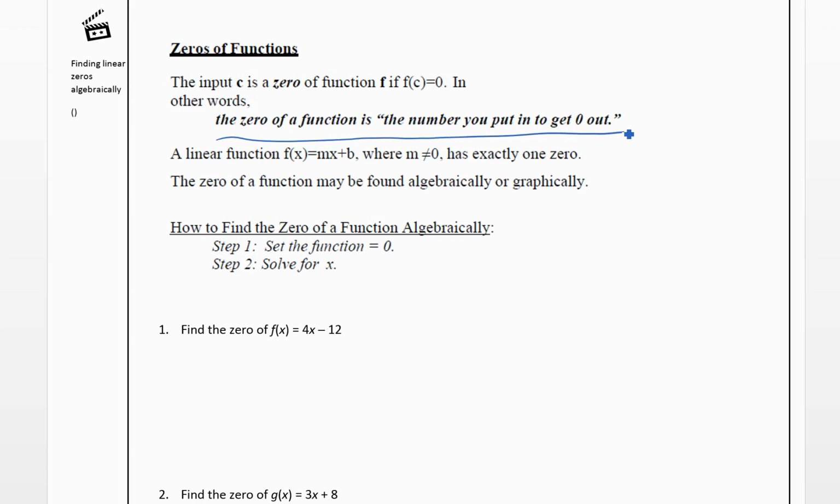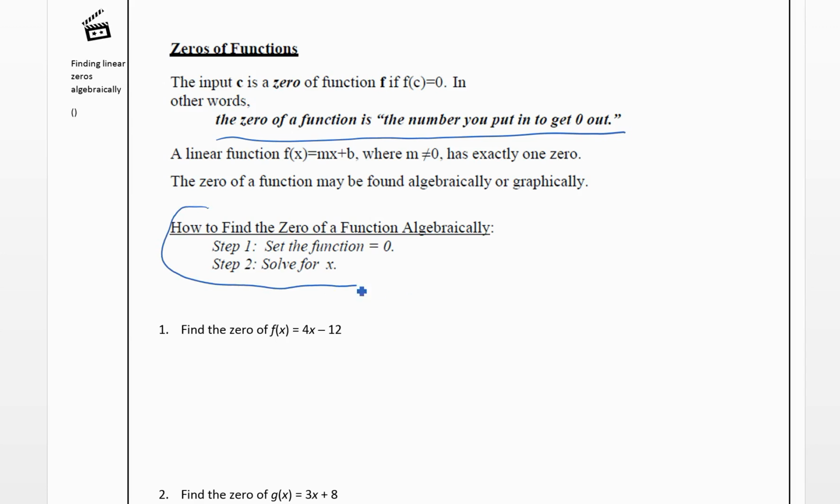And it's something that would graph as an x-intercept, okay? You get out a y of 0. So linear functions here have exactly 1 zero. And this process that we're going to do will be very simple for linear functions, but it's something we'll learn for a lot of functions.